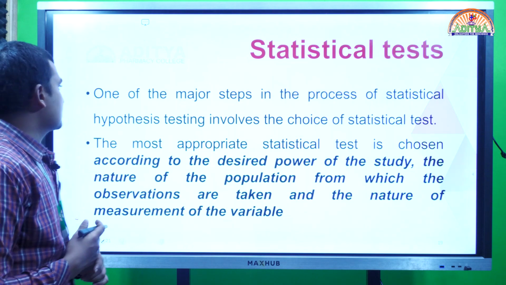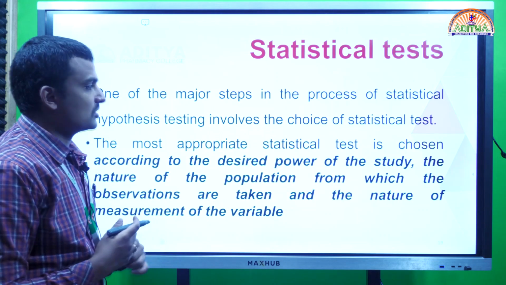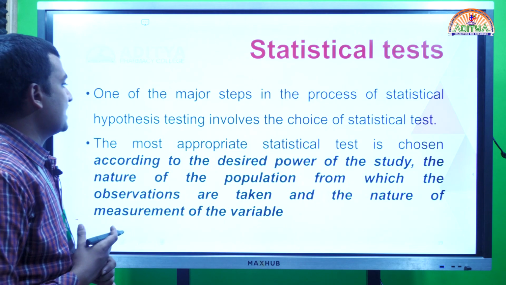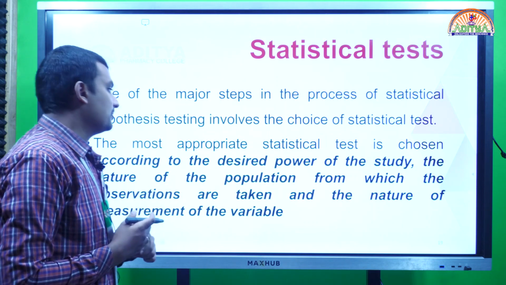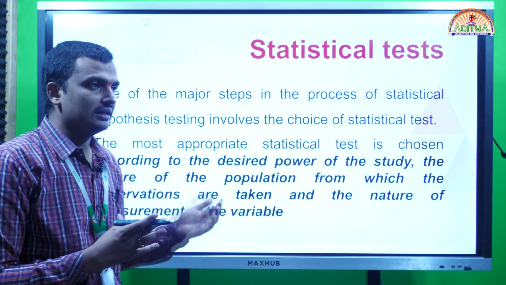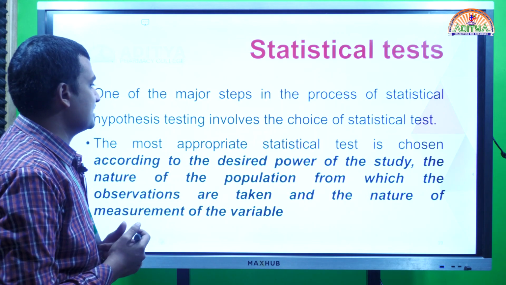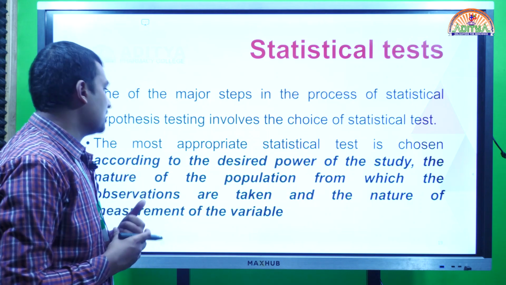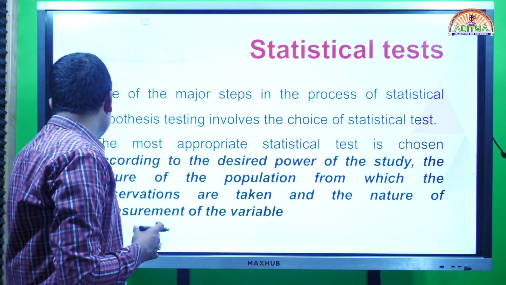So, statistical tests. One of the major steps in the process of statistical hypothesis testing involves the choice of statistical tests. We have just now discussed. The most appropriate statistical test is chosen according to the desired power of the study, the nature of the population, and that means the way the population is represented, or the scale by which the population is represented. The most appropriate statistical test is chosen according to the desired power of the study, the nature of the population from which the observations are taken, and the nature of the measurement of the variable.